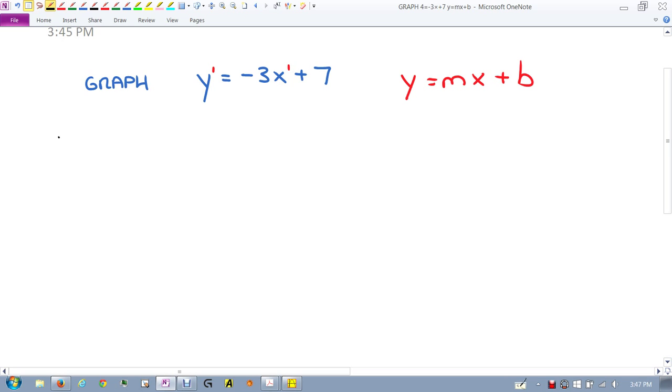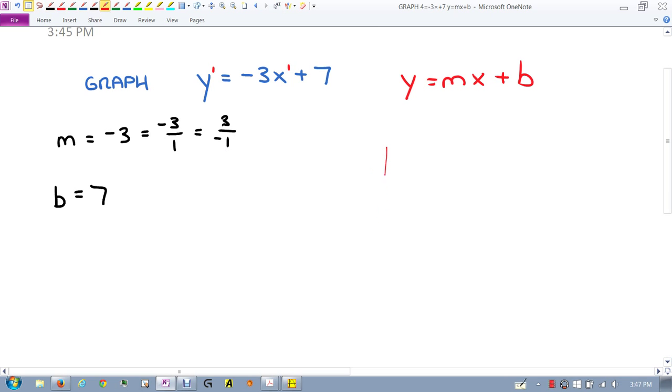Identify slope and y-intercept. Write them down. What's the slope? Negative 3. Can you write that as a fraction? Negative 3 over 1. Is that the only way? Careful, you flipped it. Yeah, 3 over negative 1. So you can use this slope or this slope. It's up to you. You get to make the decision. What about the y-intercept? What is it? 7.